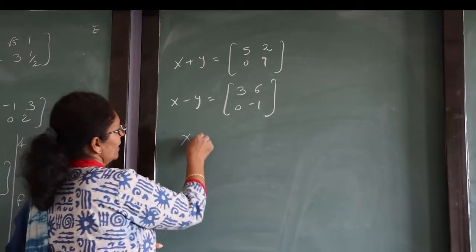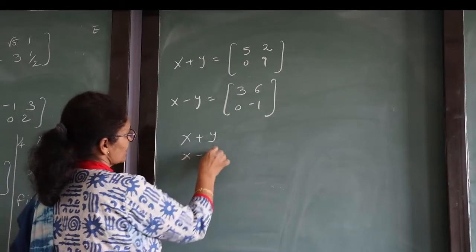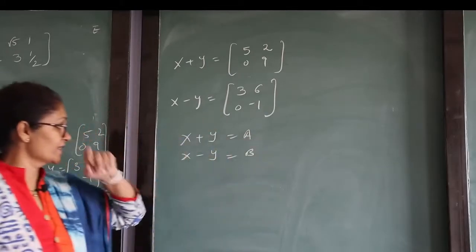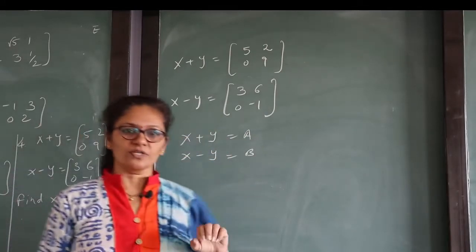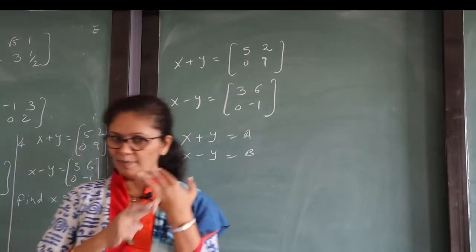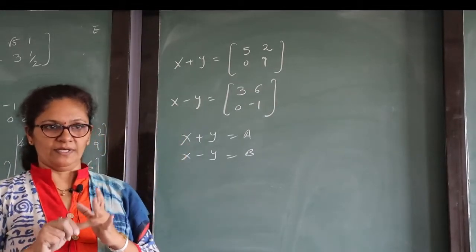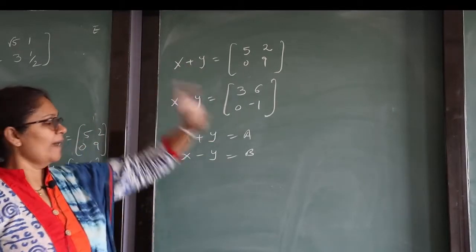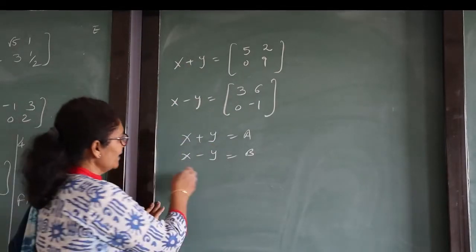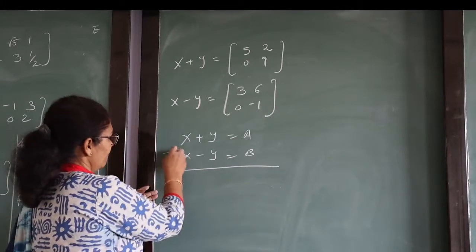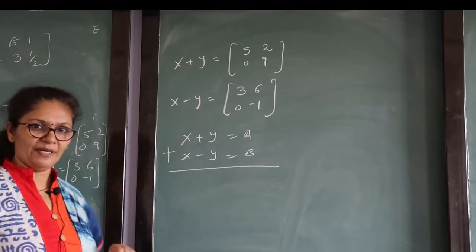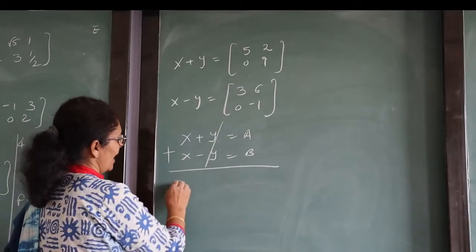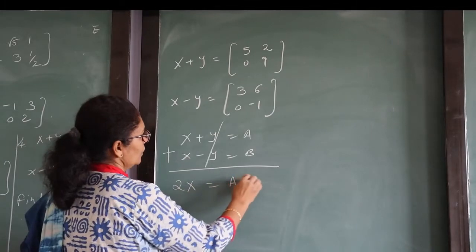Now you tell me, if you are given X plus Y and X minus Y, suppose any numbers are given, here A and B, two matrices, how can you solve these equations? We already learned two methods in your previous classes, elimination and cross multiplication. The same thing we can follow with matrices also. See, if I add these two matrices directly, this is the method of elimination. If I add, then plus or minus Y will be cancelled, I get 2X equal to A plus B.